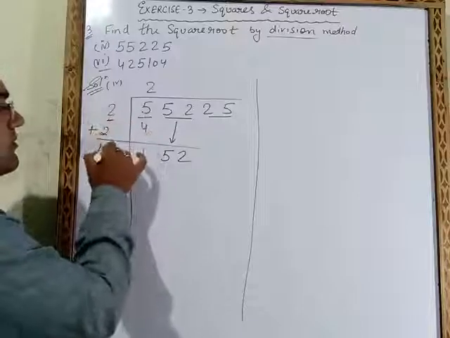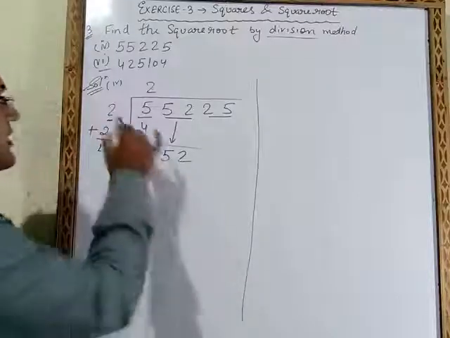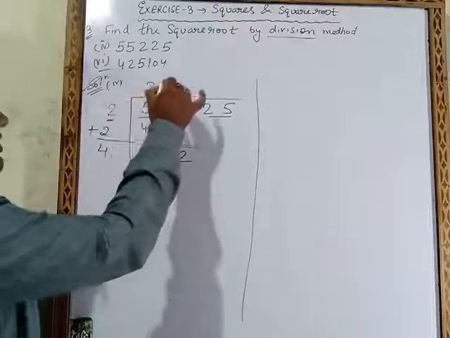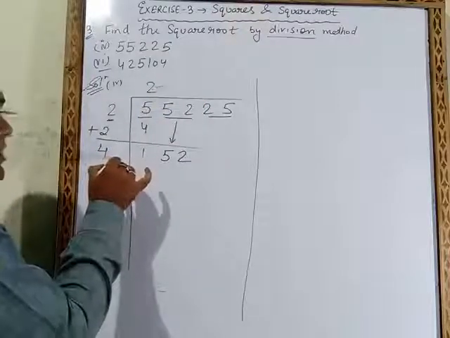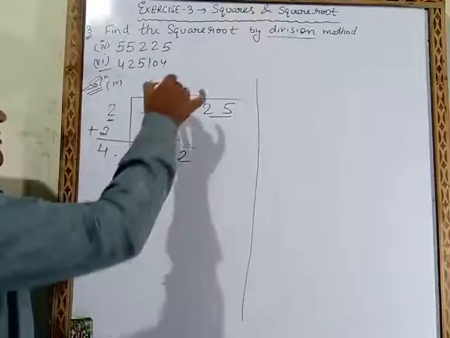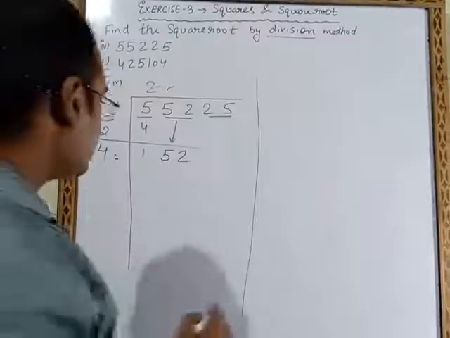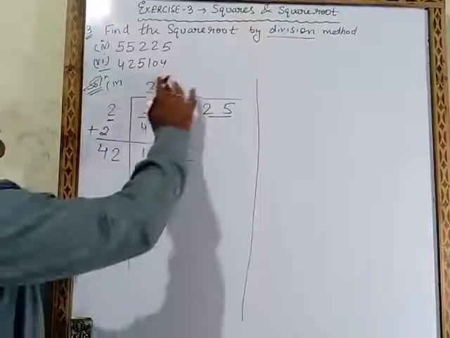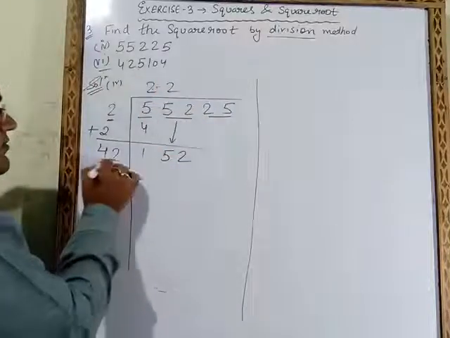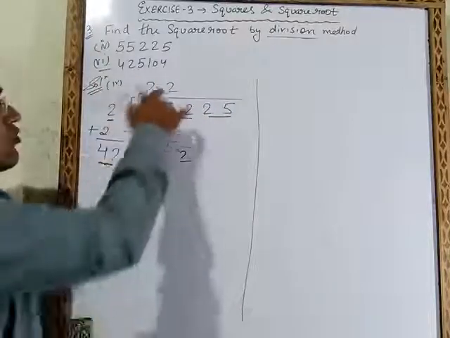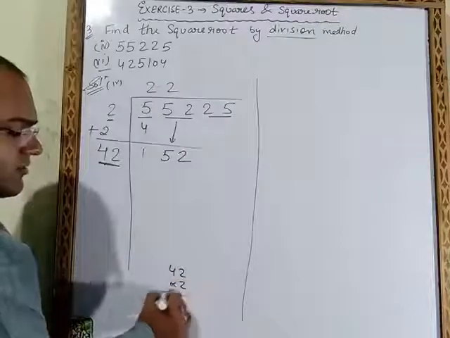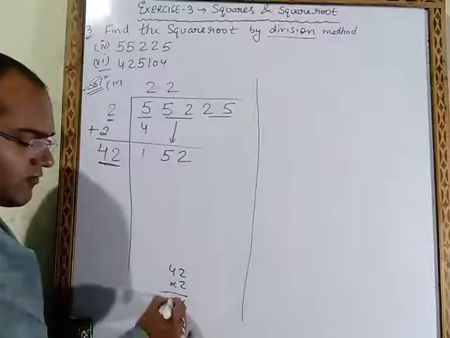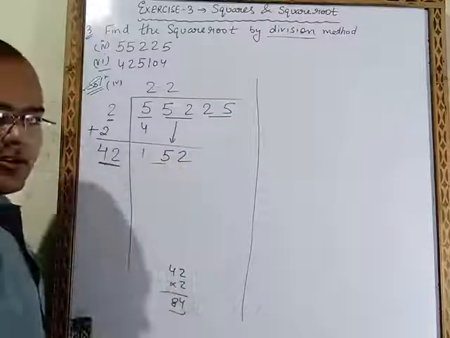2 plus 2 will become 4. As we had done here, 2 we had taken here also and here also. In the same way, we will take one number here, and that same number we have to take here also. So suppose if I take here 2, so there also I have to take 2. So let me check. This is 42. 42 2 ja, answer will be 84. 84 is smaller than 152.